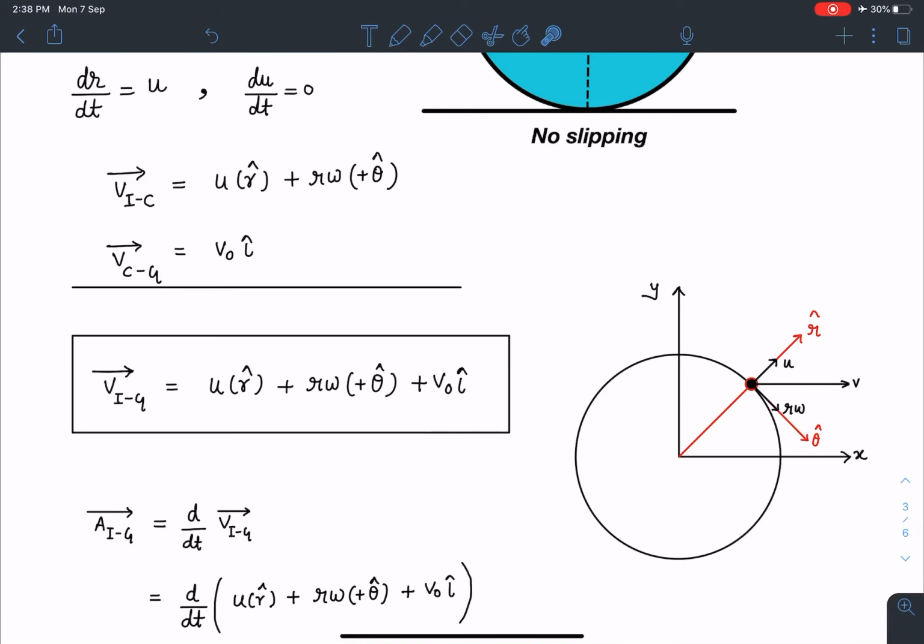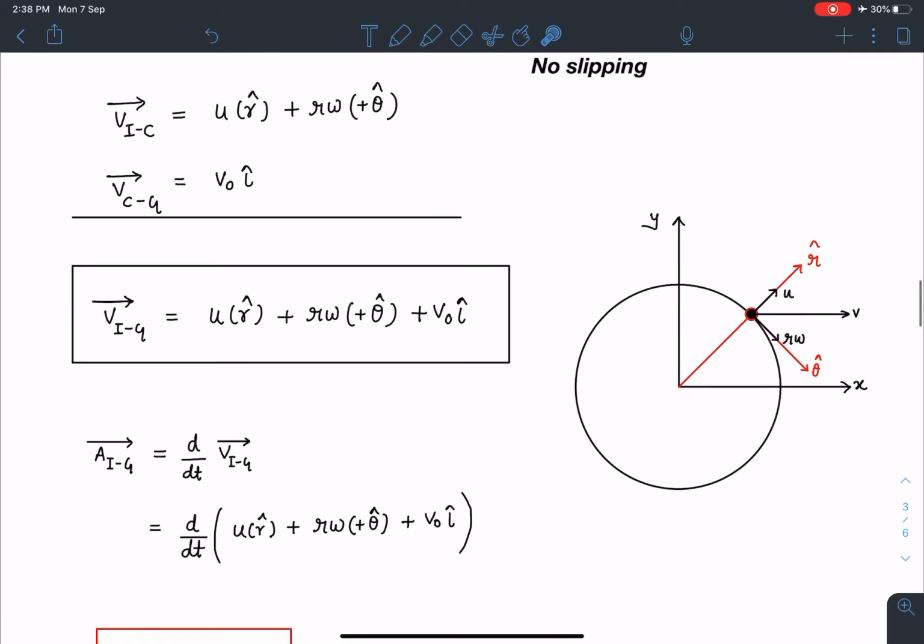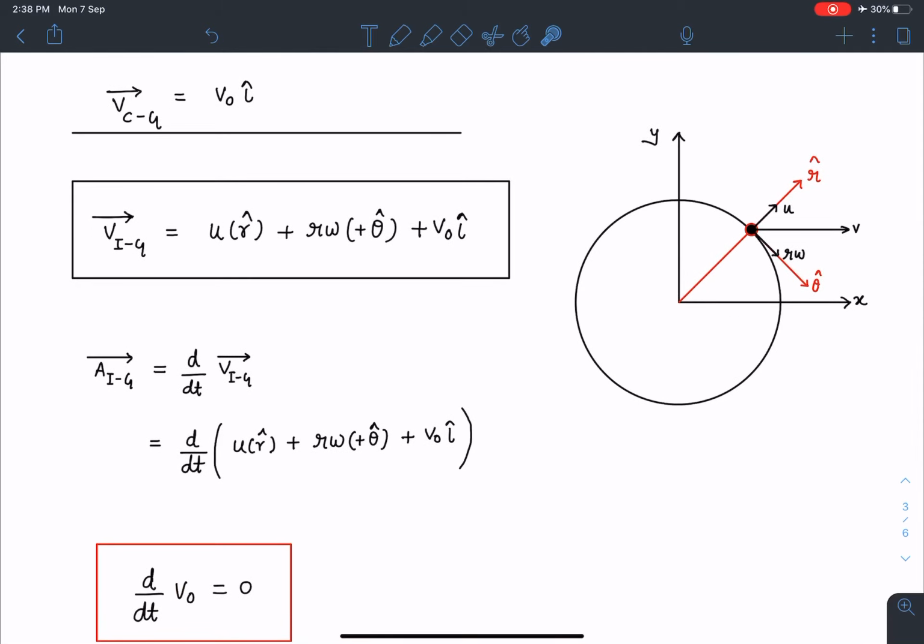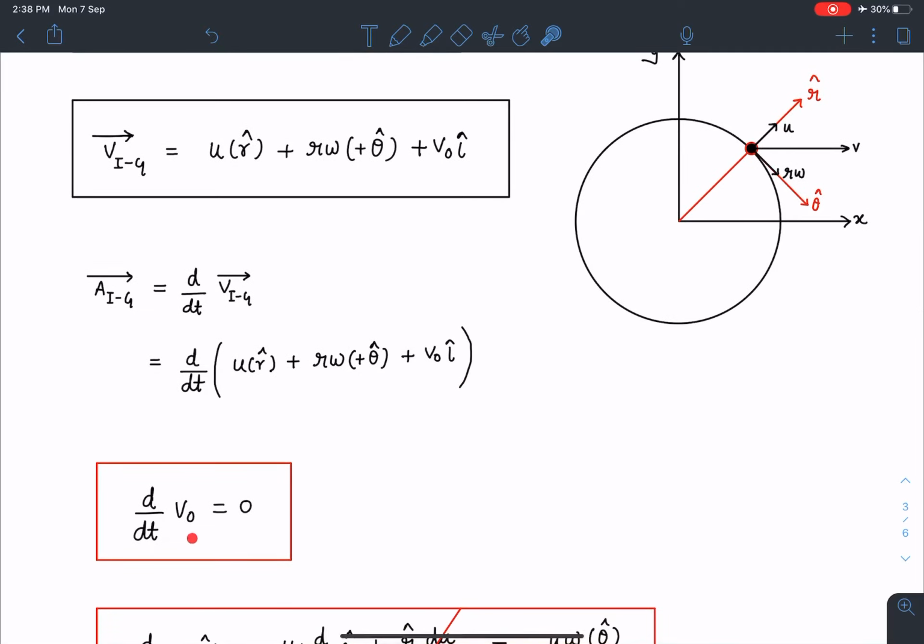When I differentiate this, I'll be getting the acceleration. So d by dt of u r cap plus r omega theta cap plus v naught I cap. So there are these three components here. One by one I am going to evaluate these values. So d by dt of v naught is very simple, its time derivative is 0.